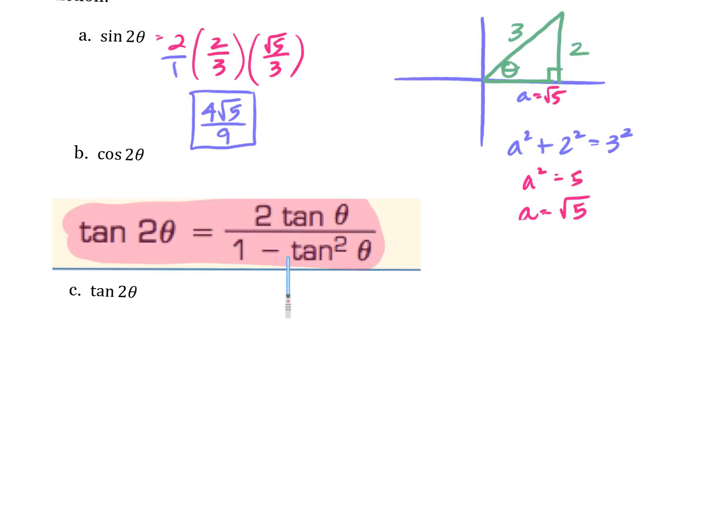Tangent of 2 theta. We only have one formula to use, so we're going to use it. Tangent of 2 theta is 2 times the tangent of theta over 1 minus tangent squared theta. What's the tangent of theta here? SOH CAH TOA.